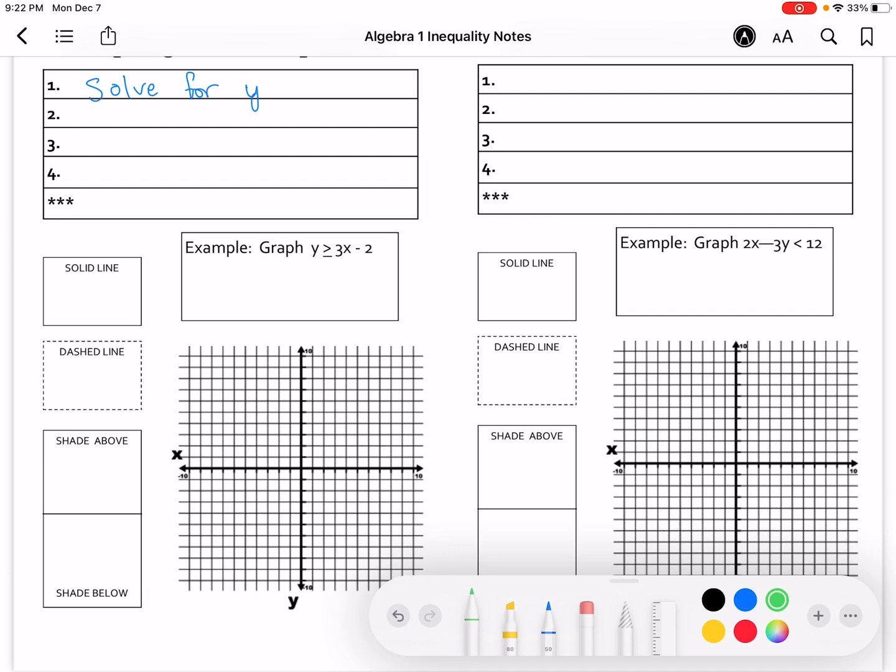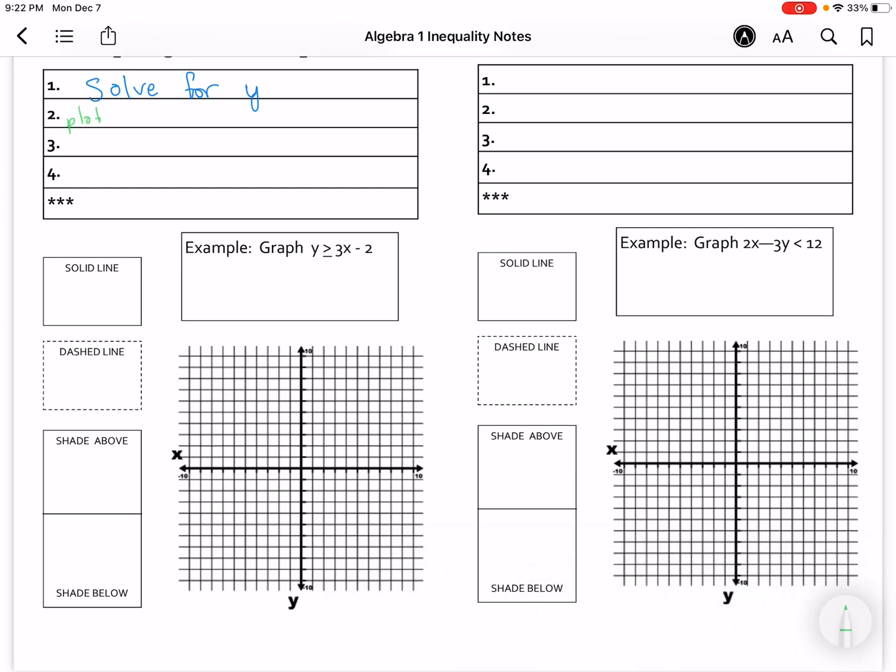For step number two, the second thing we're going to do is plot the y-intercept and 1 point. And we're going to use the slope to do that. So once we plot the y-intercept, we're going to plot a point using the slope.